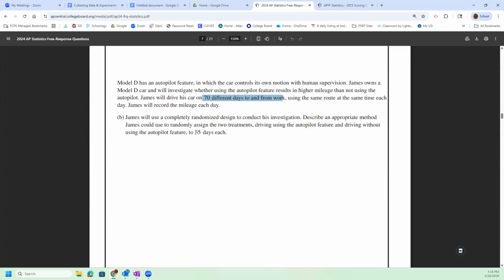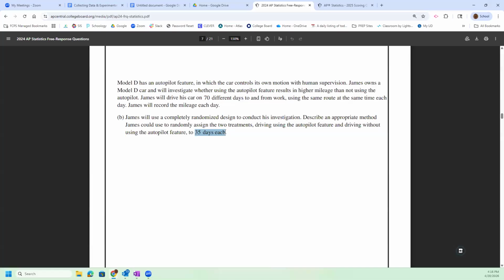What does it say I want to do? It says I want to get 35 days of each. So you want to know what the most common mistake the students made was. Here's what they said: I'm going to flip the coin and drive according to whatever one of those rules says until one of the groups is 35. And then I'll just drive the rest of the days with the other thing. Here's the problem with that. Those last days never had anything random done.